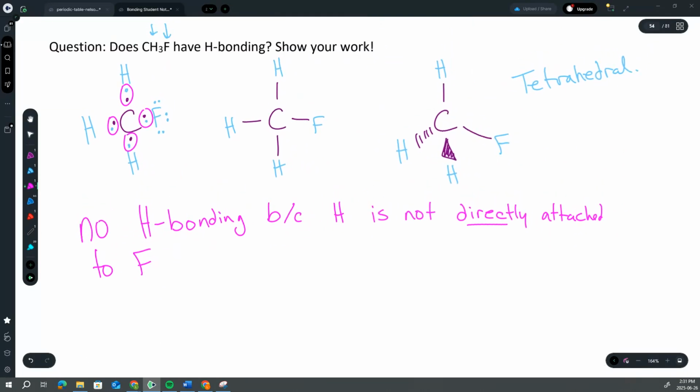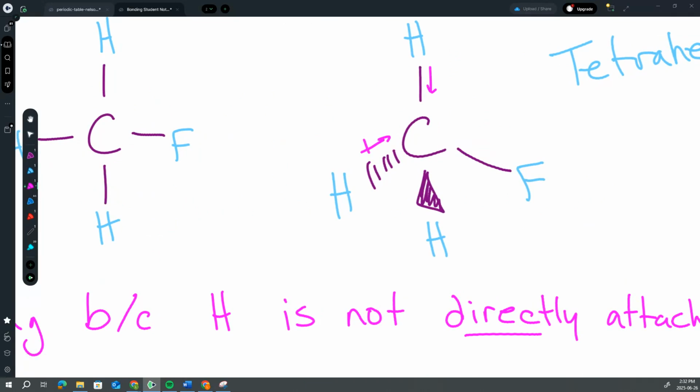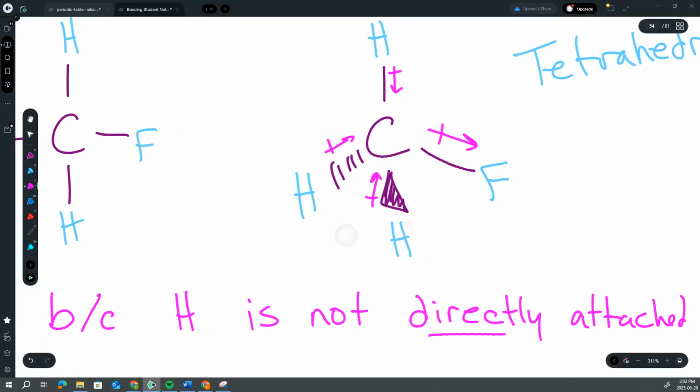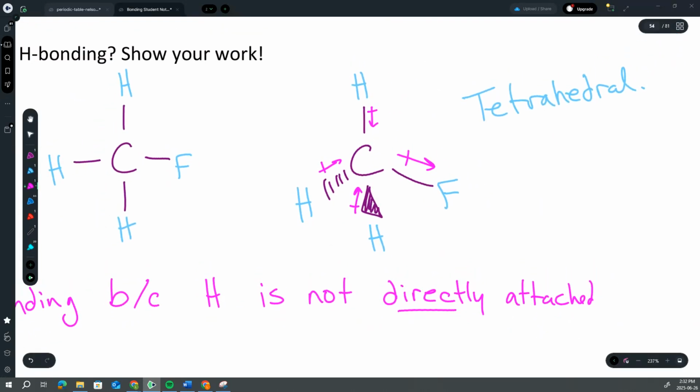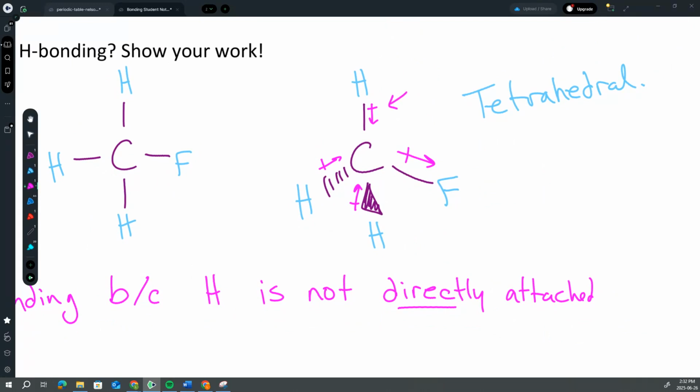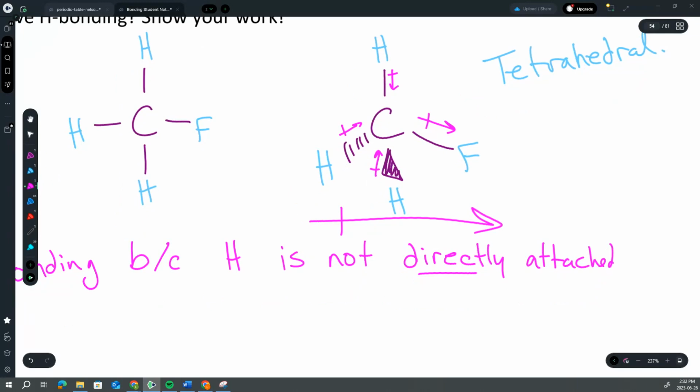If you wanted to draw the resultant vector for this, I'll draw the dipole moments just briefly here, and then I'll draw the resultant vector. Carbon has a higher electronegativity than hydrogen, but fluorine has a higher electronegativity than carbon. Because these dipoles cancel out, being in equal and opposite directions, the resultant vector is towards the right, or towards the side that has fluorine on it.